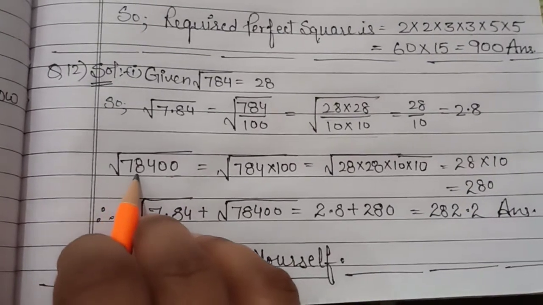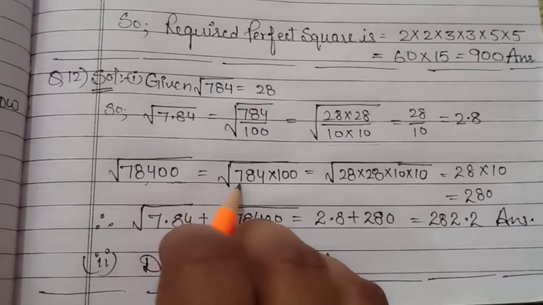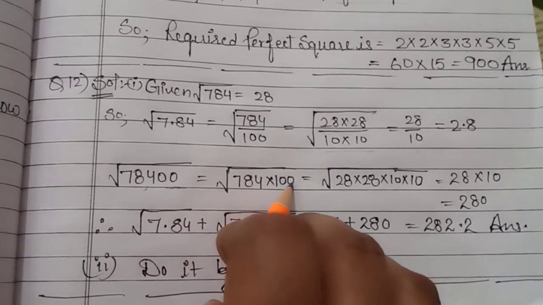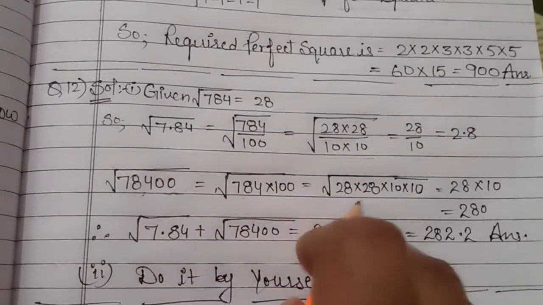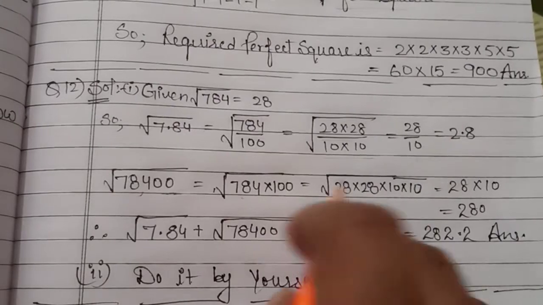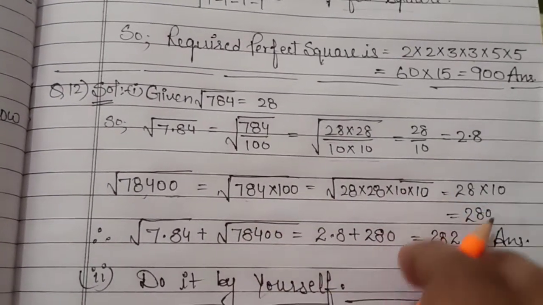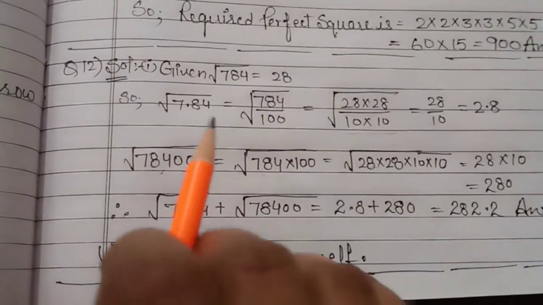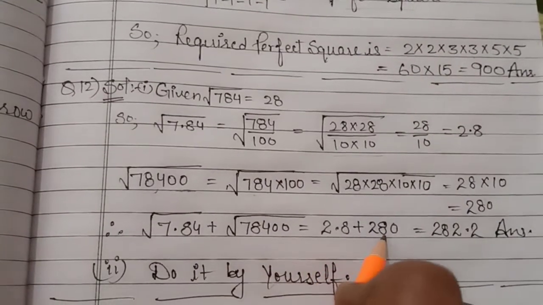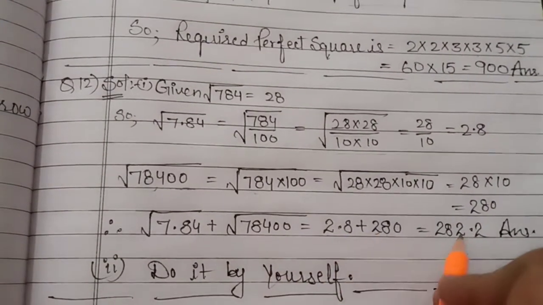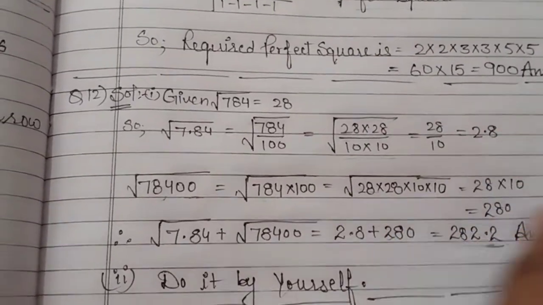How do you split this number? 784 multiplied by 100. Again, we know that the square root of 784 is 28, so write it as 28 into 28, and write 100 as 10 into 10. Make pairs, take out the common numbers, and you will get the answer 280. So when you add these two square root values, you get 2.8 plus 280, and the result will become 282.8. So that is the answer of your first part.